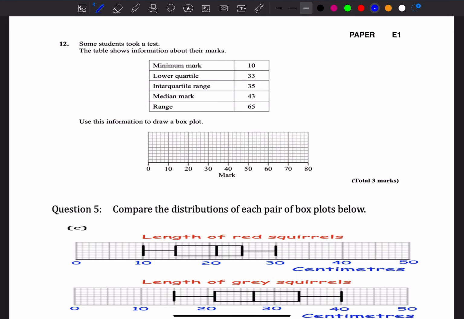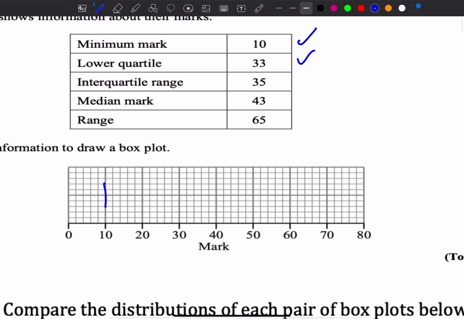Okay, so we will start with the box plot. You need a minimum, so the lowest one was 10. Okay, so that can go here. Lower quartile was 33: 30, 32, 33 is exactly in the middle. And we can have the median, which is 43: 40, 42, 43 is here.